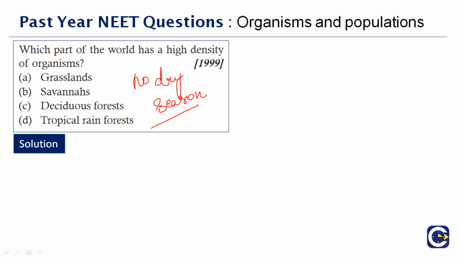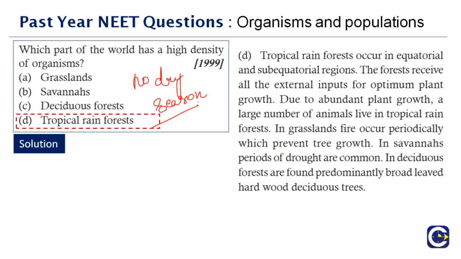In grasslands, fire occurs periodically, which prevents tree growth. So in grasslands you have fire occurring often. In savannas, periods of drought are common, and in deciduous forests they are found predominantly broad-leaved and hard-wooded. You have more wood rather than growth. Therefore, the right answer to this question is option D.